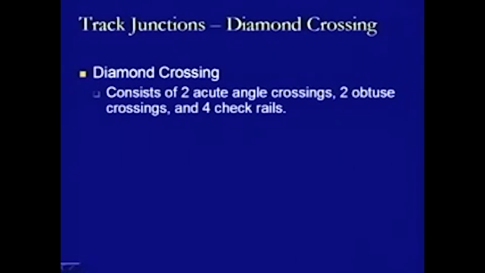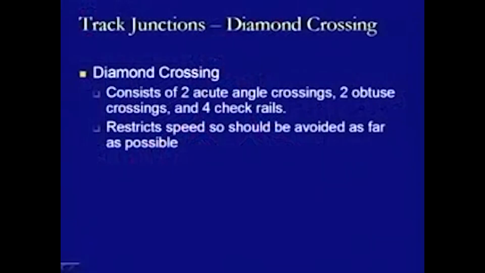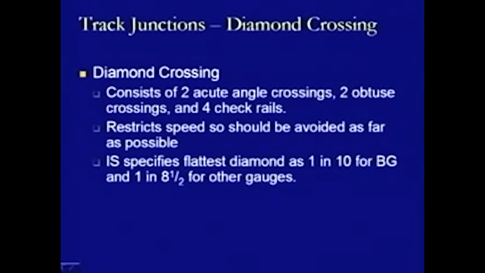And looking at this, we have to provide four check rails, or we can say two pairs of check rails need to be provided, and it restricts the speed, so it should be avoided as far as possible. That is one of the limitations of the provision of a diamond crossing. Indian standards specify the flattest diamond as 1 in 10 for broad gauge and 1 in 8.5 for other gauges.